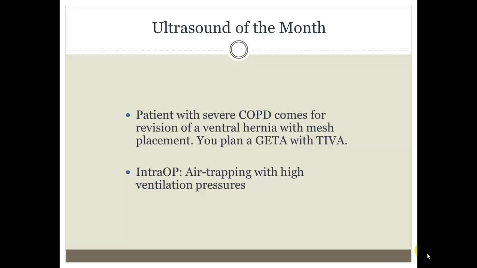Today you are doing anesthesia. Your patient has severe COPD and comes in for a revision of a ventral hernia with mesh placement. You decide to provide a general anesthetic with an endotracheal tube and to use total intravenous anesthesia. Intraoperatively, you have trouble. There's obvious air trapping and high ventilation pressures.